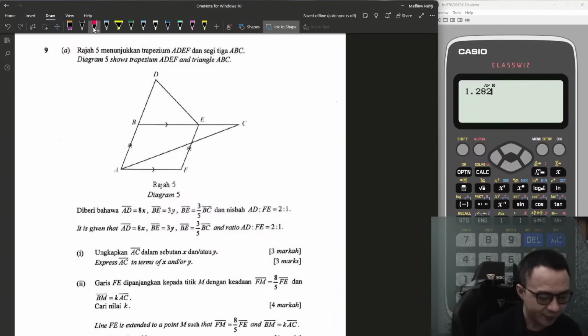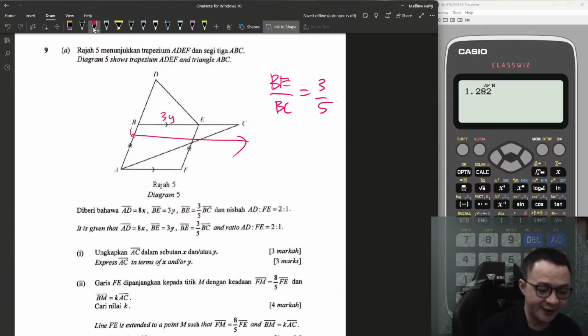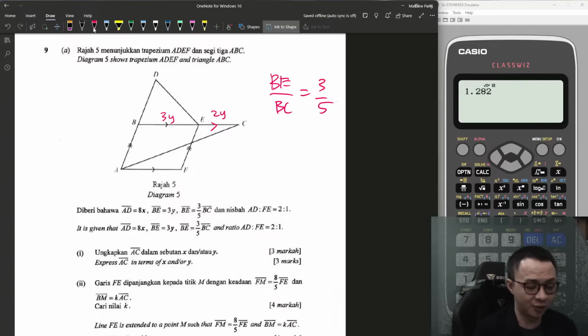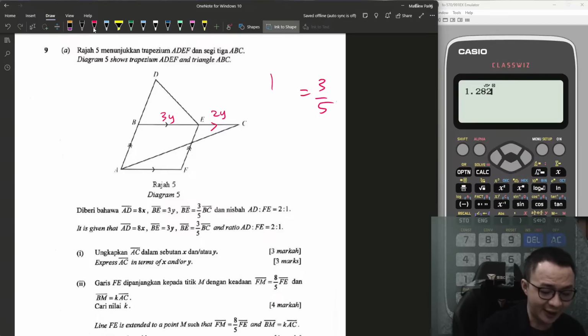Let's finish it. Okay, we have a vector. AD is AX. Okay, A to D is AX. B to E is 3Y. So BE over BC is 3 over 5, right? That means B to C is 5Y. So this one over here, C to E should be 2Y, right? You should know how to see the ratio thing. Then lastly, AD is ratio 2 and FE is ratio 1.